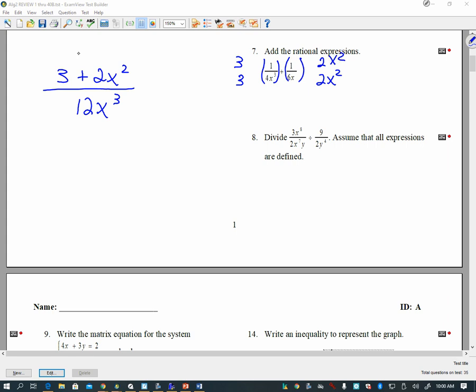Okay, add the rational expressions. Okay, what was the answer on this? Okay, so this is what we're looking for on 7. So get a common denominator, add your fractions. Okay, so now we see what a possible answer can look like. Questions on 7? No? Okay. All right, number 16.